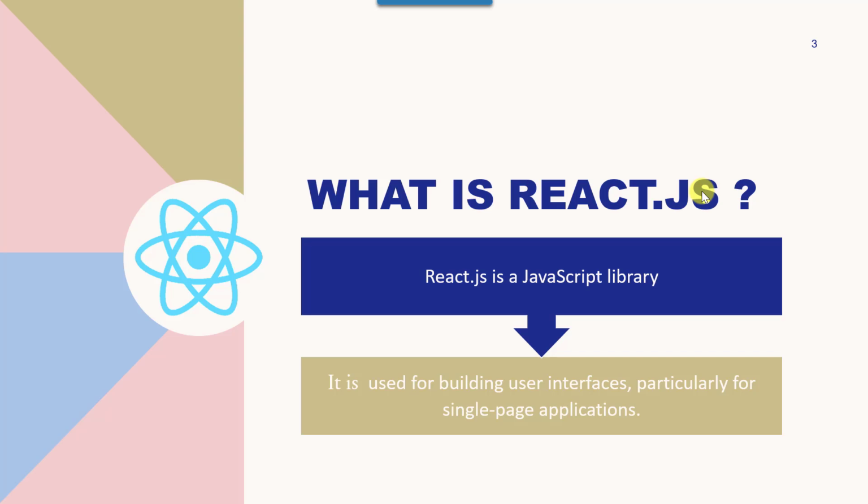Now ReactJS allows developers to create reusable UI components that manage their own state, making it easier to build complex user interfaces. React also utilizes a virtual DOM to efficiently update the UI based upon changes to the data, and this results in fast and responsive web applications. Overall, ReactJS is a JavaScript library which is used to develop front-end UI, specifically creating single-page applications. So this is the brief about ReactJS.